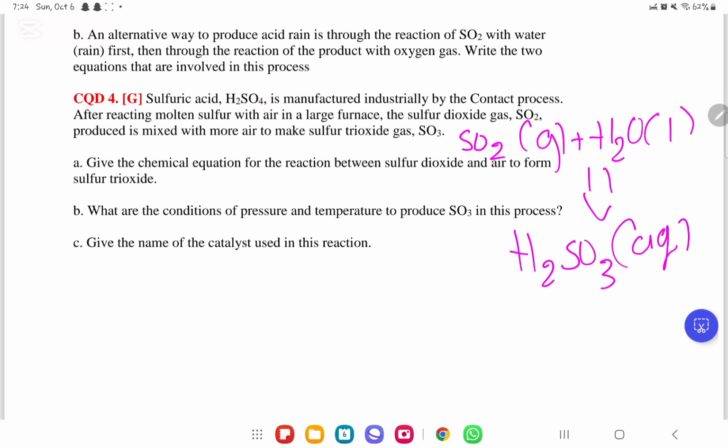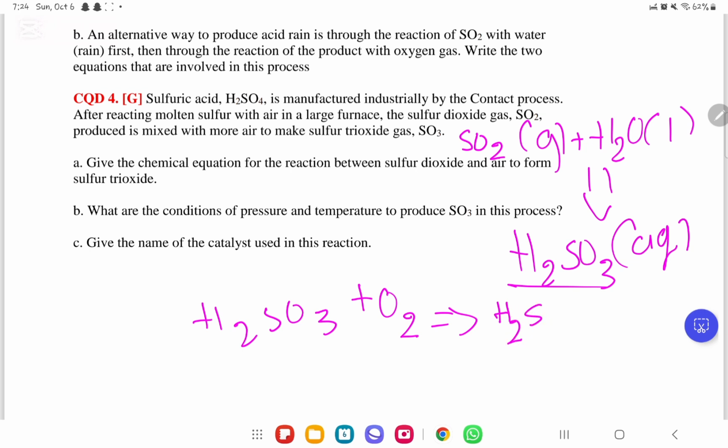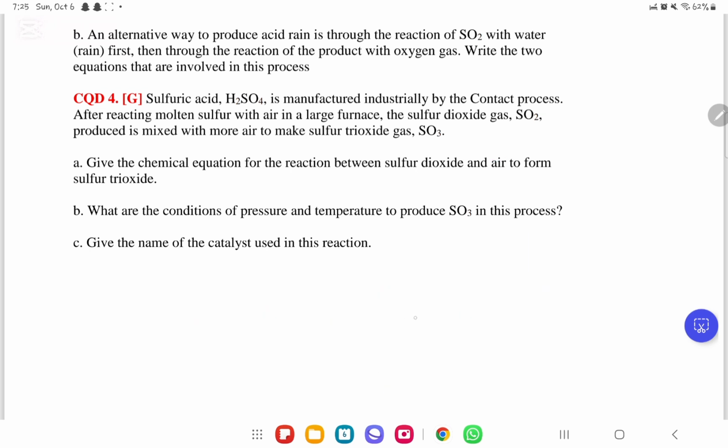And then after that we said we're going to take the H2SO3, which is our acid rain, and it will be mixed with oxygen gas to produce our acid, H2SO4, sorry, our acid rain. So this isn't balanced, so let me balance it now. This over here will be 1/2. So again, please memorize the equations. They're very important, especially for CQD number 3.